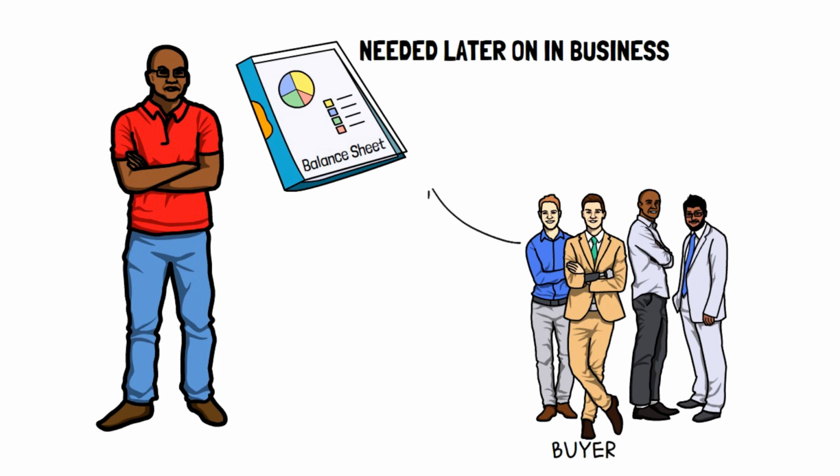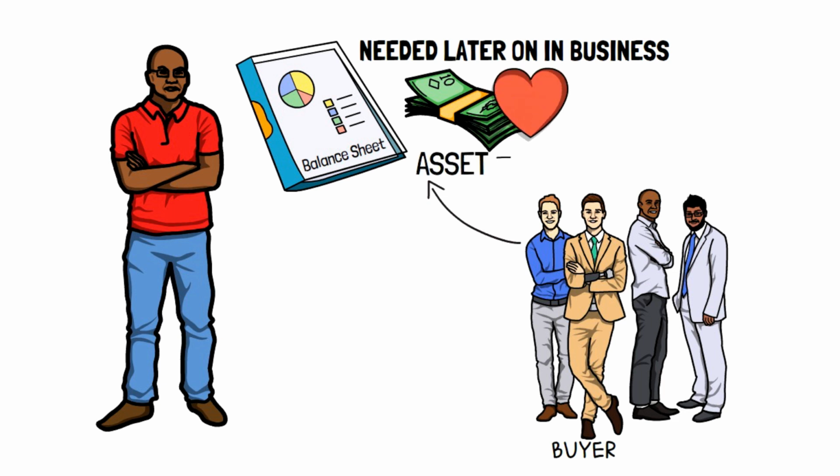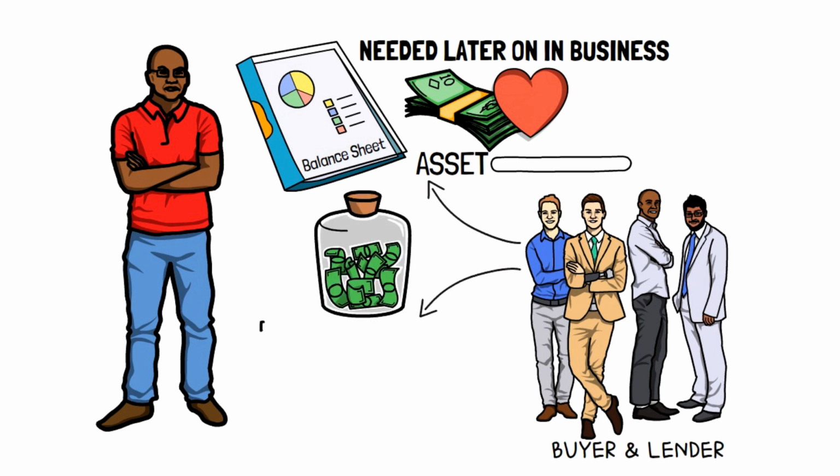A buyer of your business may want to see that whatever you are asking as a sales price is supported by the assets of the business, amongst other things. And on the other hand, a lender might want to make sure that you have enough equity in your business to shield them from the loss of their principal that they are giving you or your business as a loan. And the way to know these things is to run a balance sheet report.